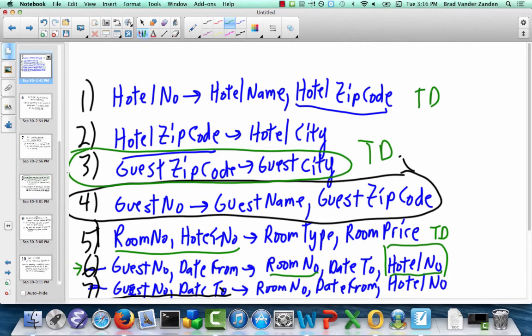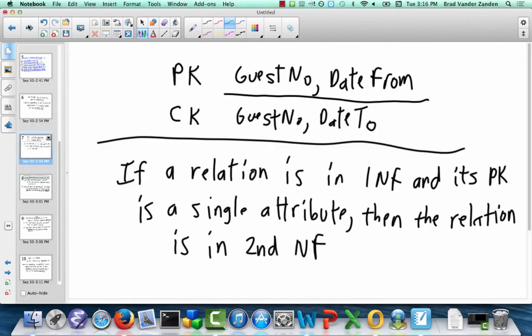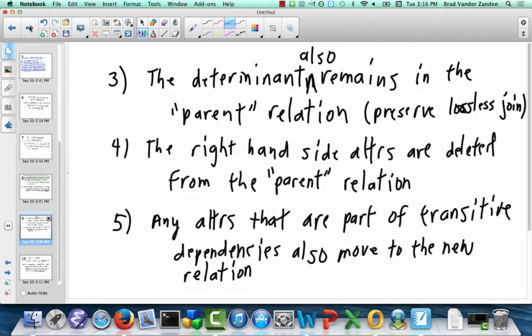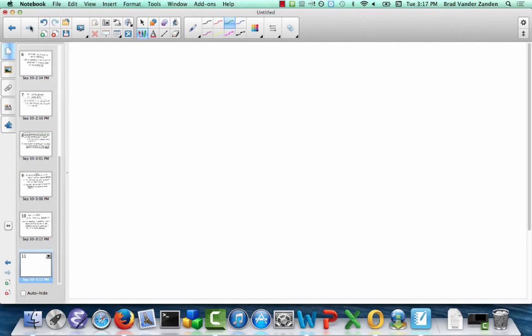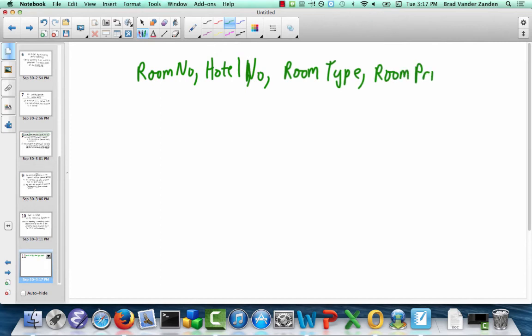So we do the same thing with transitive dependencies that we did with partial dependencies. We move all the attributes in a transitive dependency into a new relation. So we'll now have room number and hotel number, and whoops, hotel number and room type and room price. So that was from functional dependency 4. That gives us one new relation.